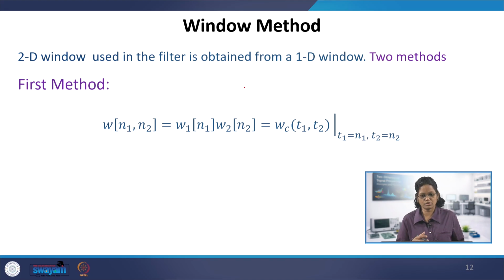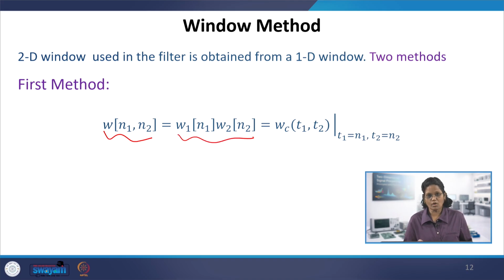There are 2 ways to use that window function for the truncation of the coefficients of HD, that is, the desired impulse response coefficients. The first method: W of n1 comma n2, that 2D window function, can be a separable one, which is a product of two 1D window functions. That is obtained from a 2D analog window, wc of t1 comma t2, where t1 is sampled with n1T1 and t2 is sampled with n2T2. Then we get w of n1 comma n2 here.